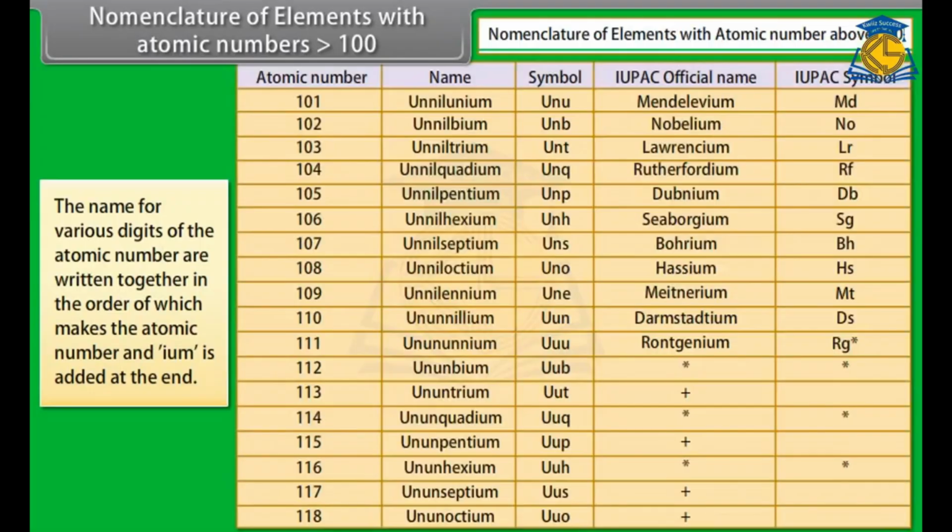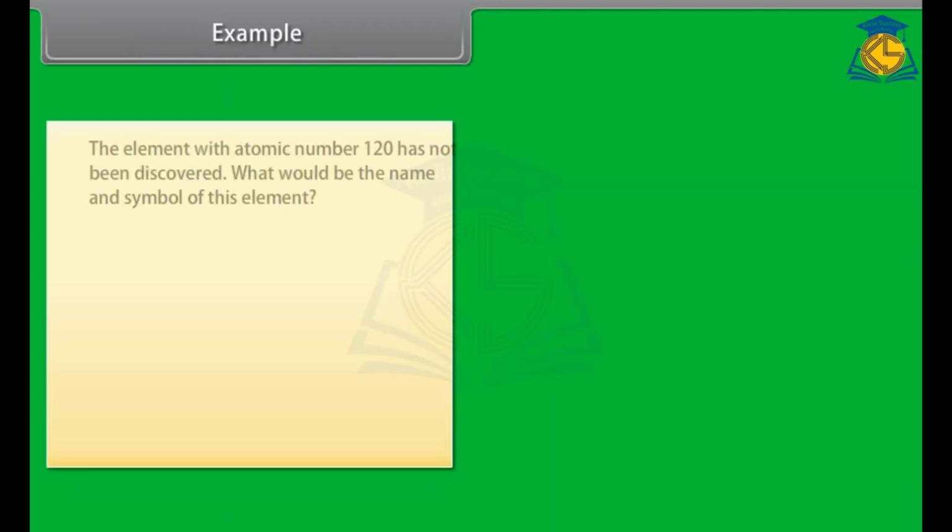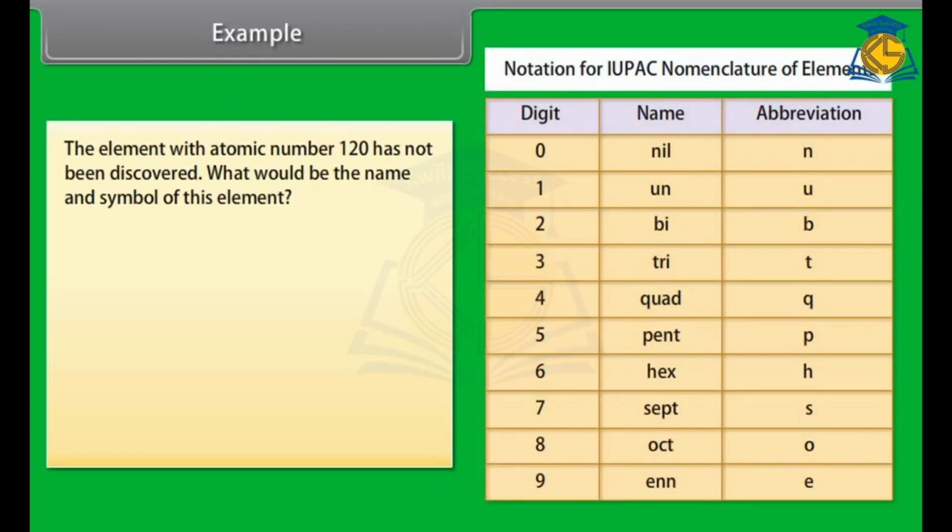The names for the various digits of the atomic number are written together in the order of the digits that make up the atomic number, and IUM is added at the end. Example: the element with atomic number 120 has not been discovered. What would be the name and symbol of this element?